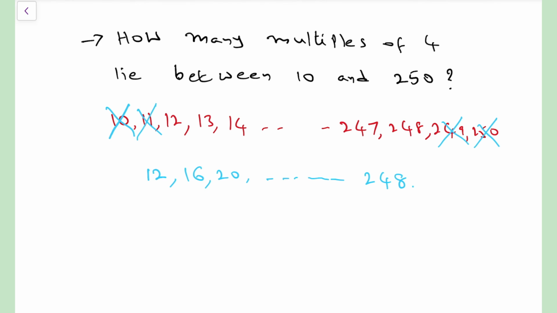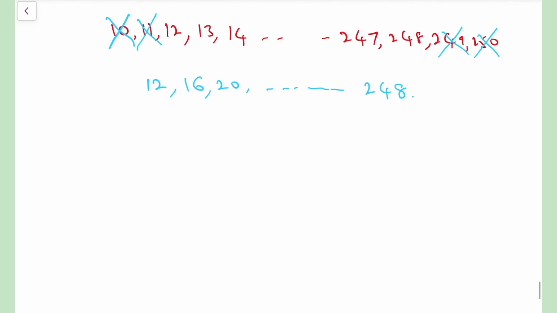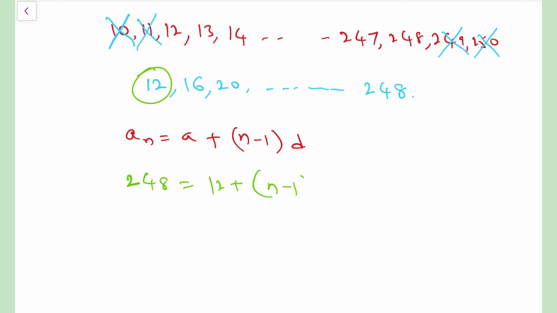Same formula, nth term, an equals a plus n minus 1 into d. Here the last number is 248, right? The 248 we need to replace with an. 248 equals the first number 12 plus n, the value we need to find out, into d, the common difference. Second number minus first number, 16 minus 12, which is 4. Let us simplify this further now.